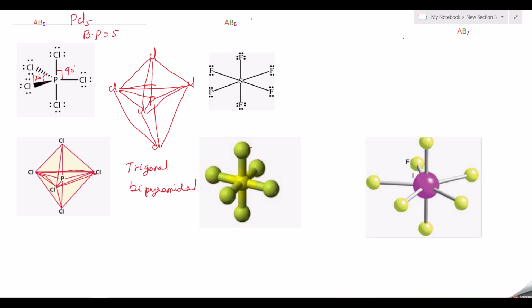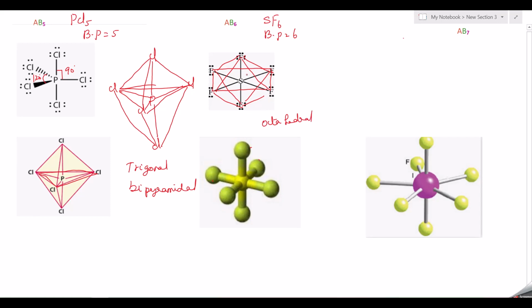So next we'll go to AB6. Example, we have sulfur hexafluoride. Sulfur is the central atom. 6 fluorine atoms are covalently bonded to sulfur. So the number of bond pairs will be equal to 6. So you have the structure like this. This is the arrangement of these 6 electron pairs. So you have fluorine here and here like this, and then one fluorine at the top, the other fluorine at the bottom. So when you connect with this, you will get like this. And when you connect the bottom fluorine, you will get this. So you are getting an octahedral shape.